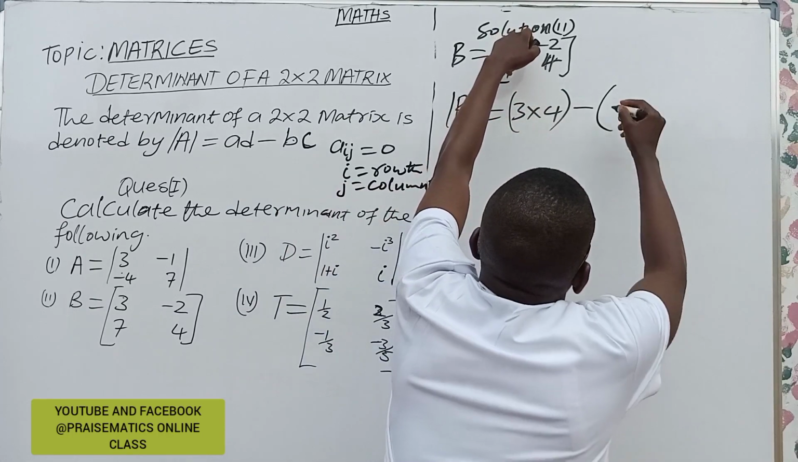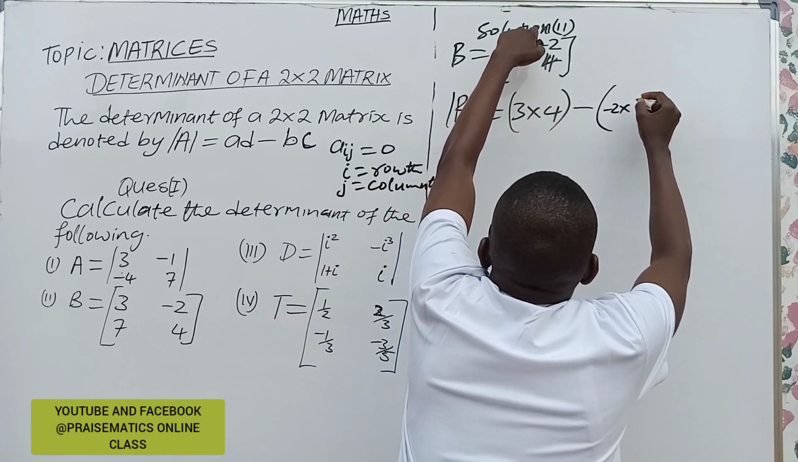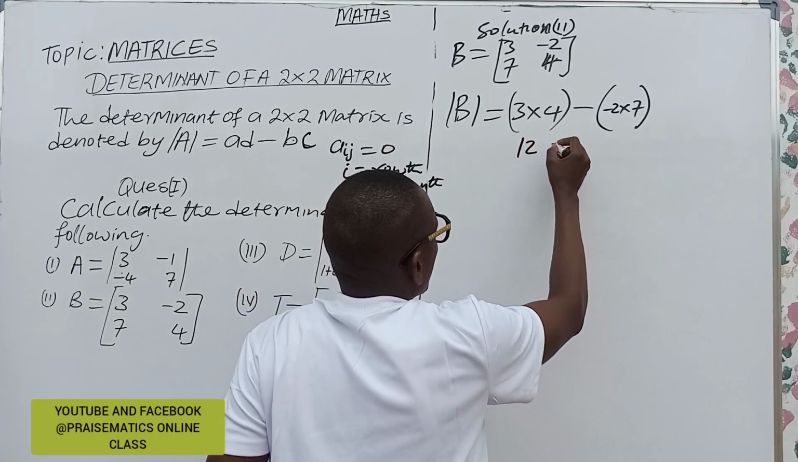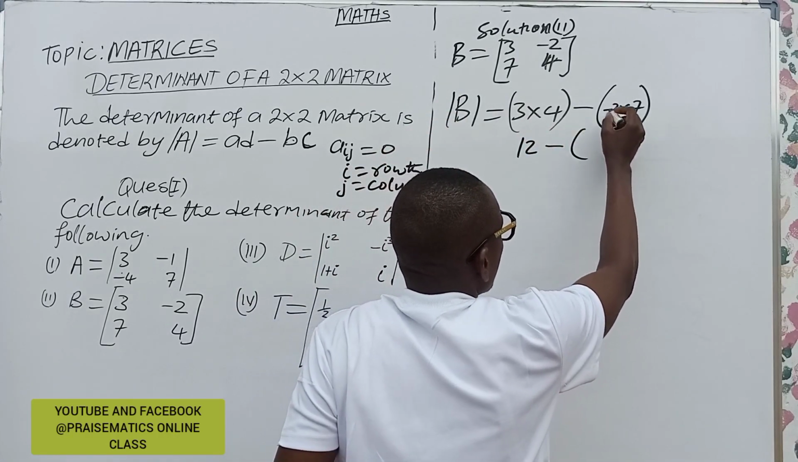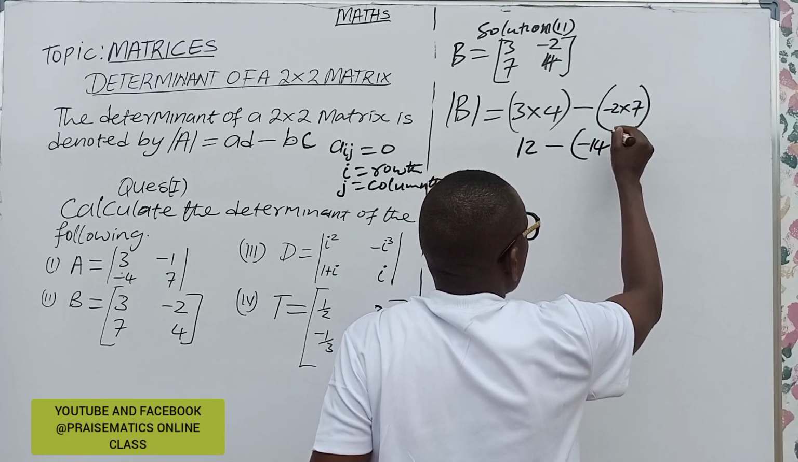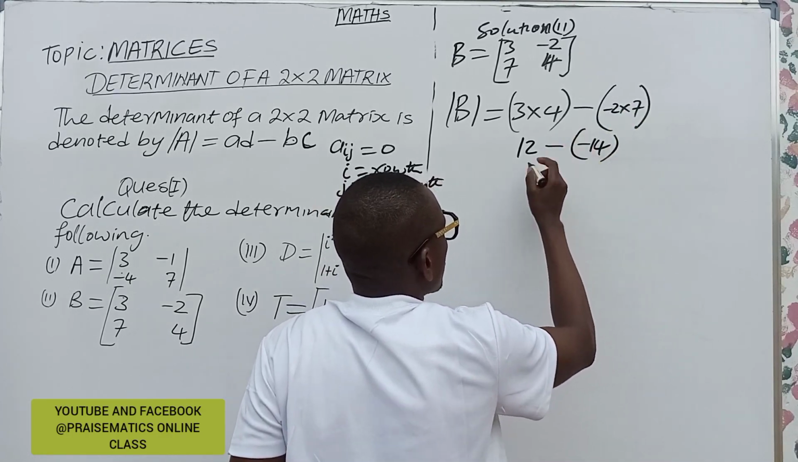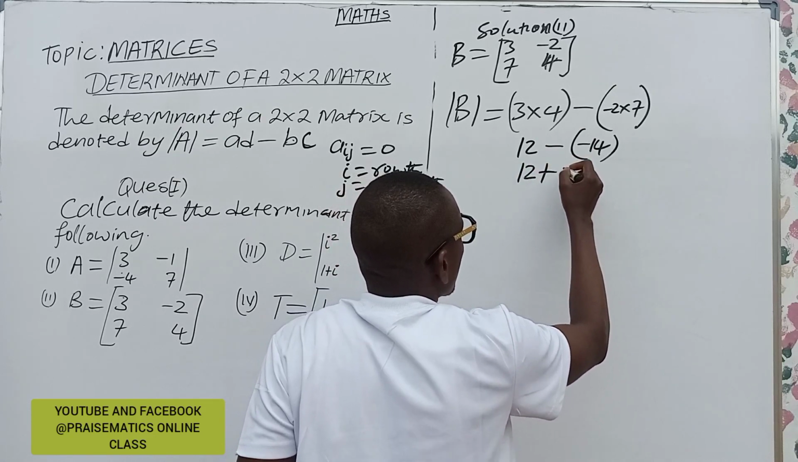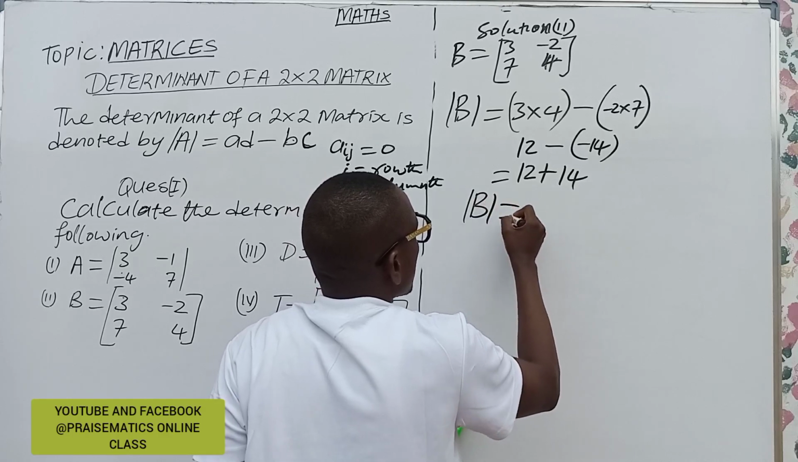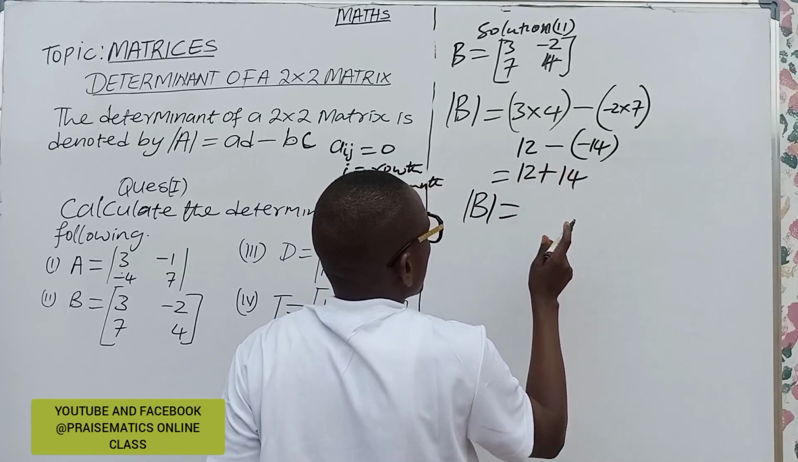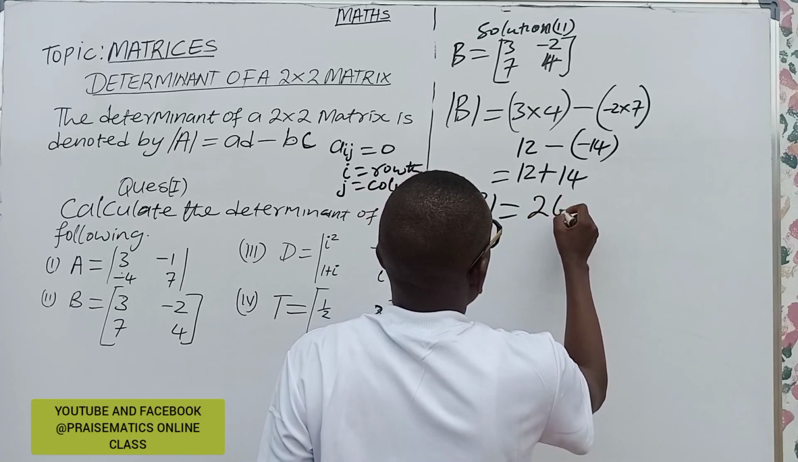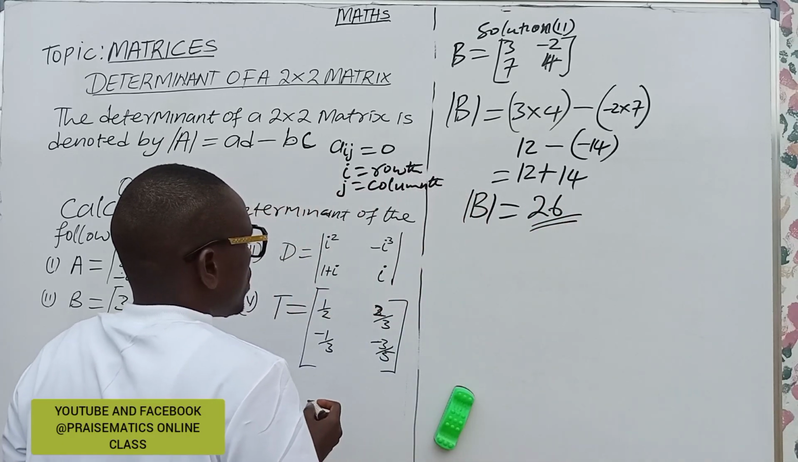Look at it: minus 2, you now see minus 2 multiplied by 7, close it. So now what do we have here? 12 minus, into this, minus 2 times 7 will give us minus 14. So close it. Now minus times minus will give us 12 plus 14. So our B determinant is equal to this plus this, which will give us 26. So 26 is the answer.